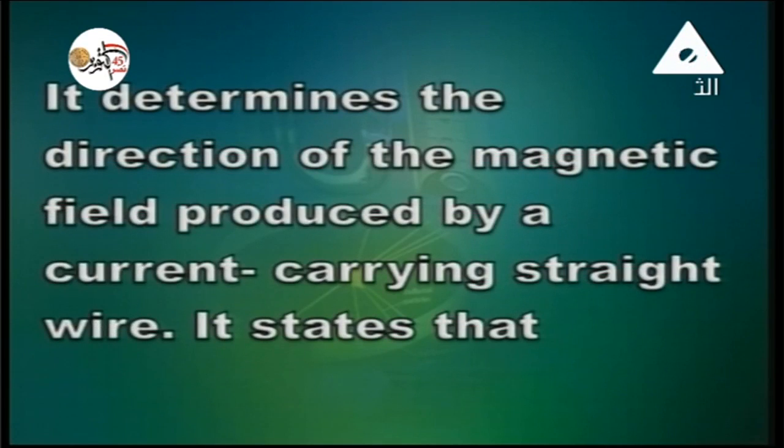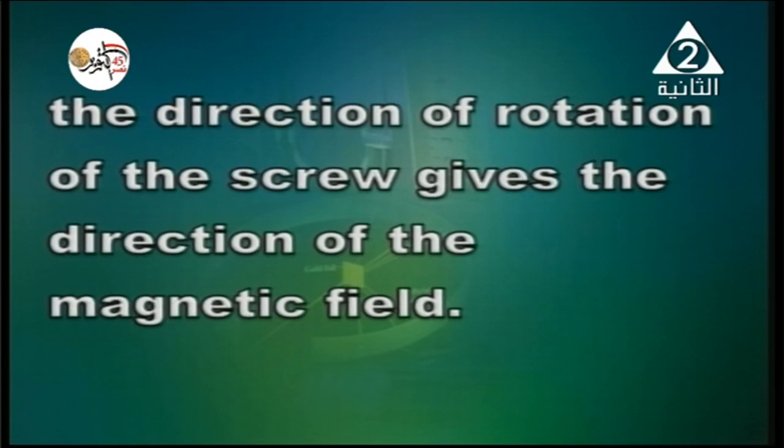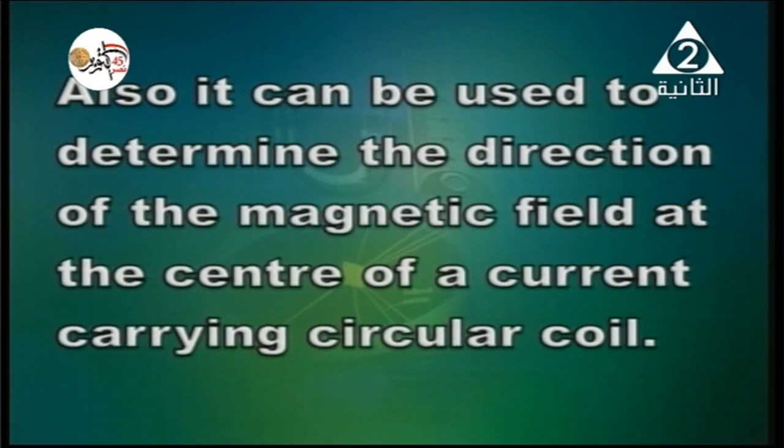Yes, thank you very much. It determines the direction of the magnetic field produced by a current carrying straight wire. And of course, you know, it's a statement. It states that imagine a corkscrew being screwed along the wire in the direction of the current. The direction of rotation of the screw gives the direction of the magnetic field. It can be used to determine the direction of the magnetic field at the center of a current carrying circular coil.